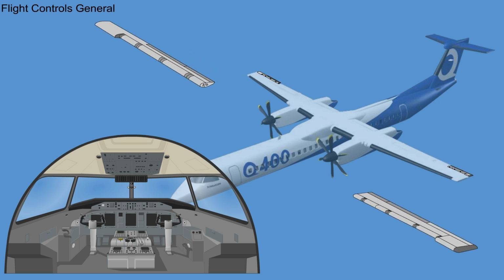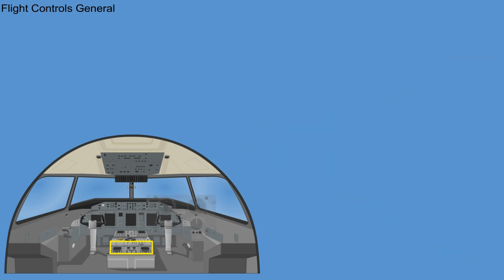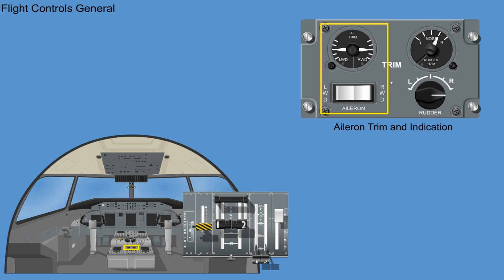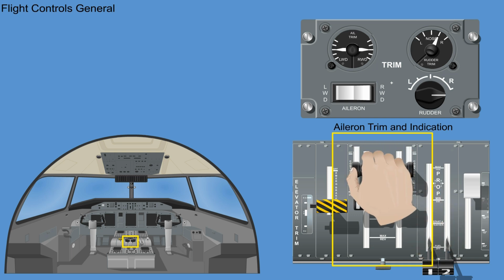Geared tabs provide aerodynamic assistance. An aileron trim unit provides aileron trim of the aileron control surfaces. Gust protection for the ailerons is supplied by a gust lock mechanism operated from the flight compartment, which locks the ailerons in neutral position.